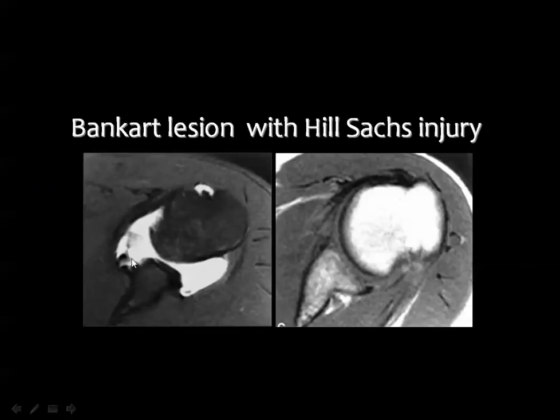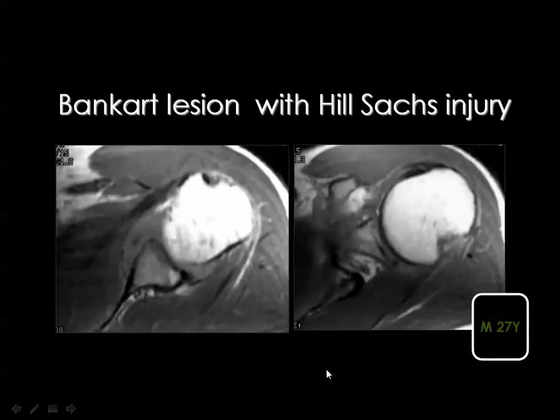And this is Bankart lesion. You can see the anterior labrum is torn, and relatively above this level, you can see the Hill-Sachs injury. This is also an example of Bankart lesion with Hill-Sachs deformity.